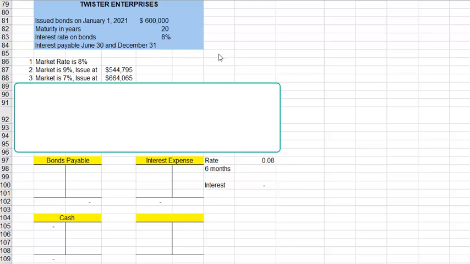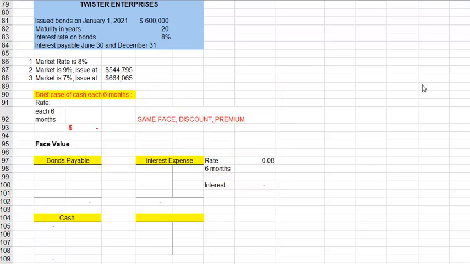Let's talk about the rates. When we see a rate here of 8%, this has to be the stated rate, okay? The rate that is given is the stated rate. We are going to do this problem under 3 different assumptions. First, the market rate is 8%. Second, the market rate is 9%. Now here, we're giving you the issue price. Third, market is 7%. Issue at, and then here's our price here.